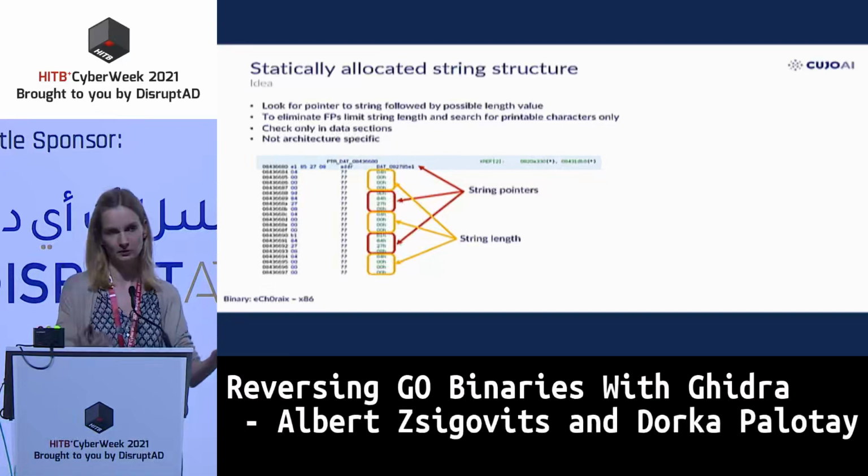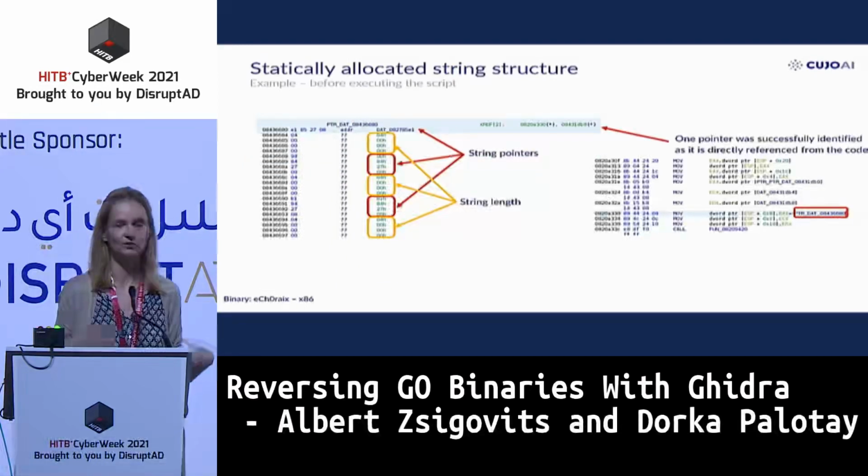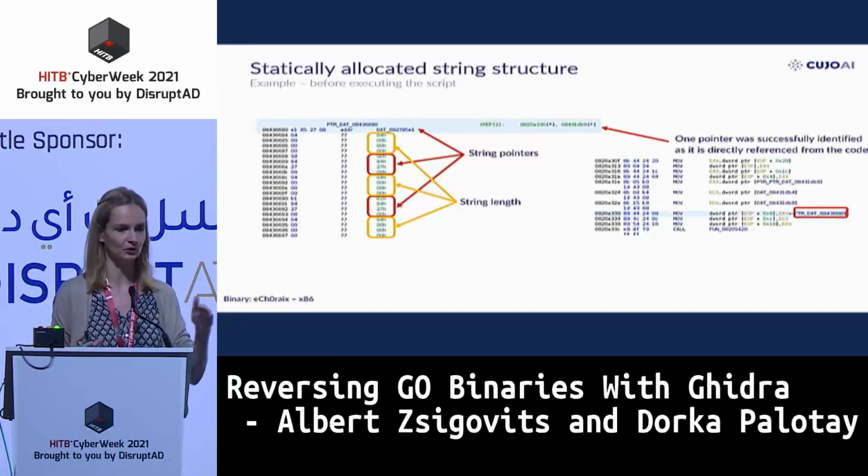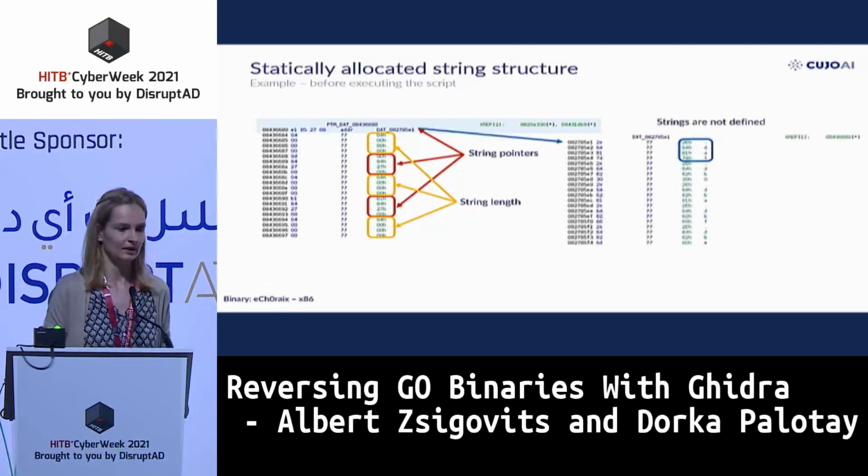So what we are looking for here is an address followed by an integer. And if we find something like that, then we will try to create a string there. If you follow this example here, the first pointer was successfully defined since it is directly referenced from the code, but it is followed by a length and then another pointer and a length and a pointer, but Ghidra just didn't realize what those are. So if we take a look at the address, we can see that there are different extensions.